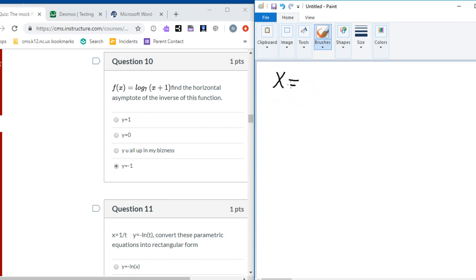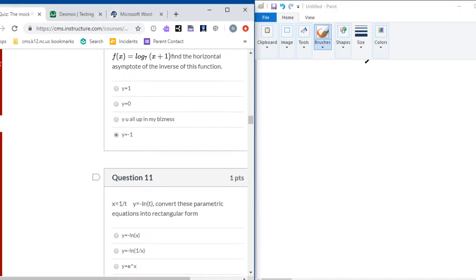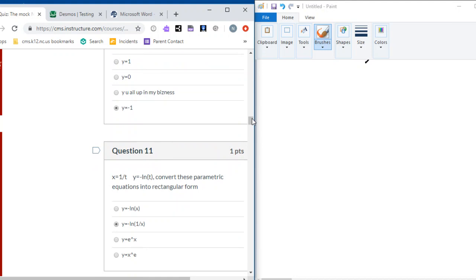X is equal to 1 over t. You isolate t. So you multiply each side, so you have tx equals 1, divide each side by x, and t is equal to 1 over x. Then you just plug it into y is equal to the negative ln of 1 over x. Y is equal to the negative ln of 1 over x, and at this point there's not too much you can do to simplify. So negative ln of 1 over x, that's question 11.